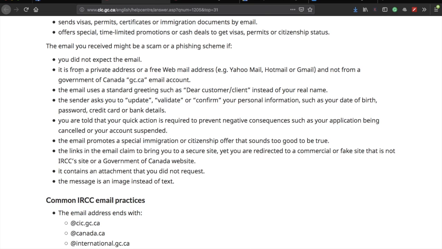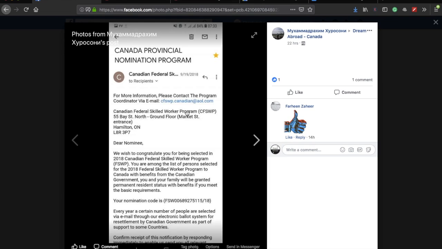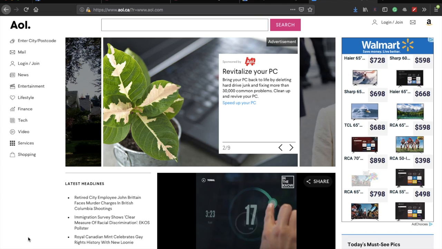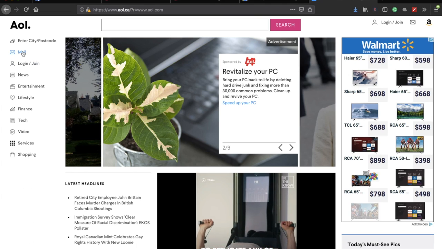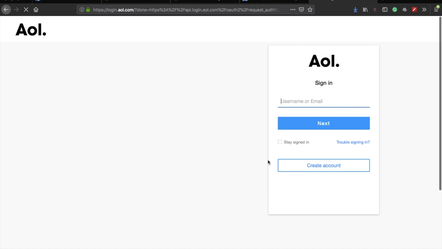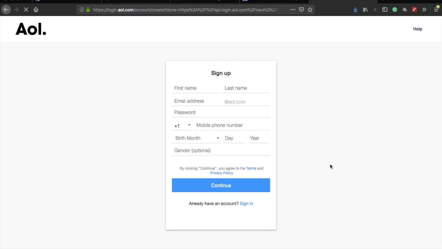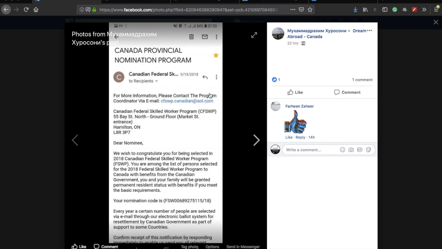So second point, it is from a private address or a free webmail address like Yahoo Mail, Hotmail, Gmail. So let me show it to you clearly. It's very clear over here. As I said, this is a very terrible example of a fake letter, but it is mentioned over here that the domain name is actually AOL.com. If you want to check the AOL, this is the AOL.ca website. You can go over here and you can create an email without any payment. So this is a free email, anybody can make it. So obviously this is something which is very common and it can be identified within a few seconds.